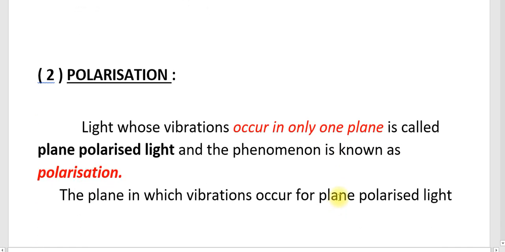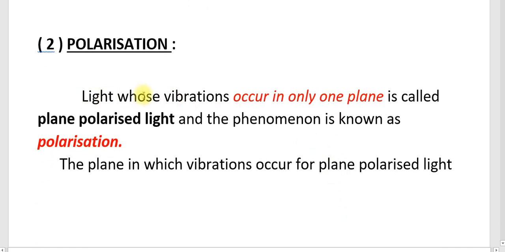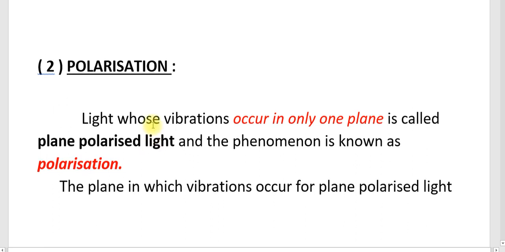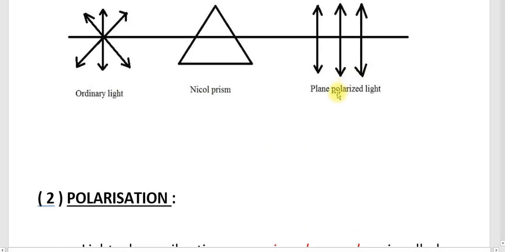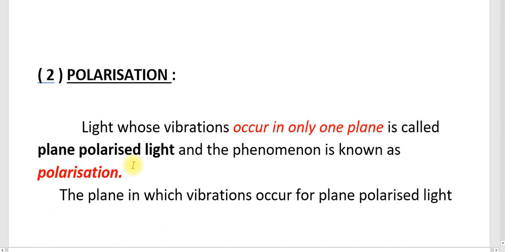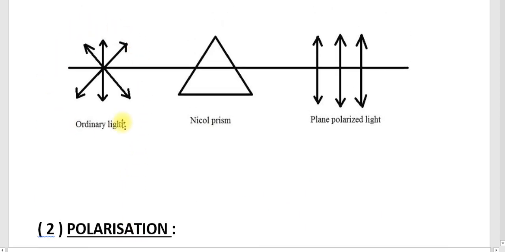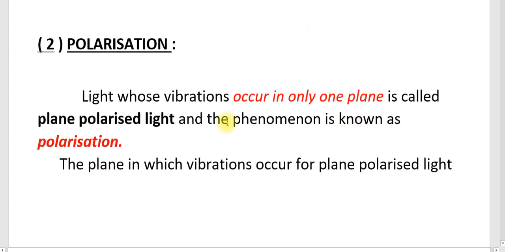Next term is polarization. What is polarization? Light whose vibrations occur only in one plane is called plane polarized light. In the above figure, we found that the plane polarized light consists of vibration in only one direction. That phenomenon is called polarization. The process in which an ordinary light, when it is passed through a Nicol prism, gives a plane polarized light, is called polarization. So polarization is a phenomenon of obtaining a plane polarized light. Here it is given as: light whose vibrations occur in only one plane is called plane polarized light, and the phenomenon is known as polarization.